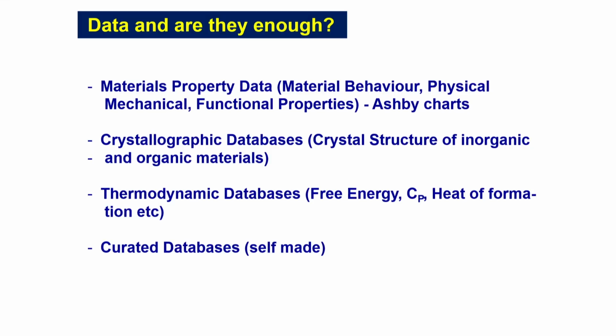So, as you see here, in material science we focus on that. We already have some data. Let us talk about material property data, material behavior, basically physical properties, mechanical properties, functional properties, correct. We have books which compile data, like the ASM handbooks, the American Society for Metals handbook. Then you have Smith's handbook.